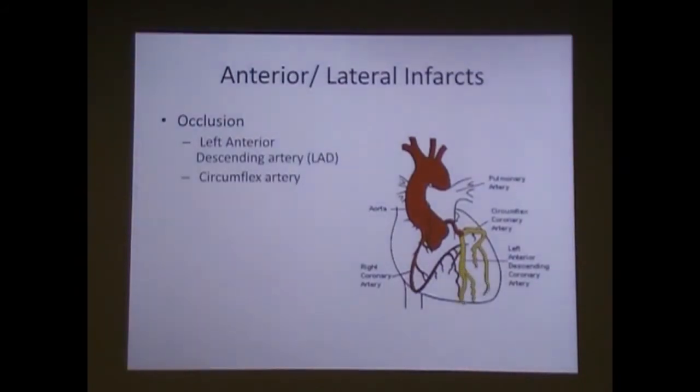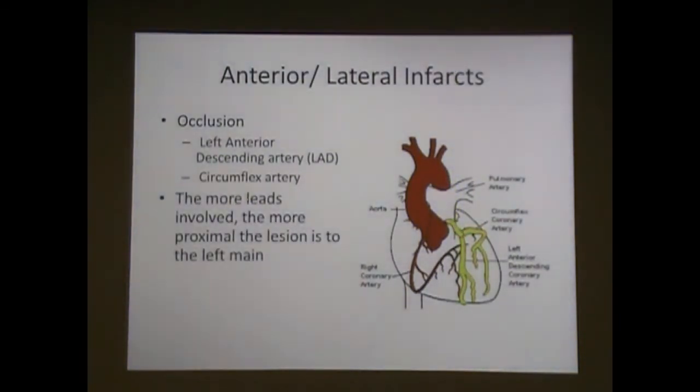In this, you have the occlusion of the LAD and possibly the circumflex. The more leads that are involved, the more likely you're getting into a left main issue. Okay, so the more leads that are involved, the more proximal the occlusion is, the sicker that you need to suspect them of being, obviously. And make sure that the clinical picture correlates. Again, treat the patient, not the paper.